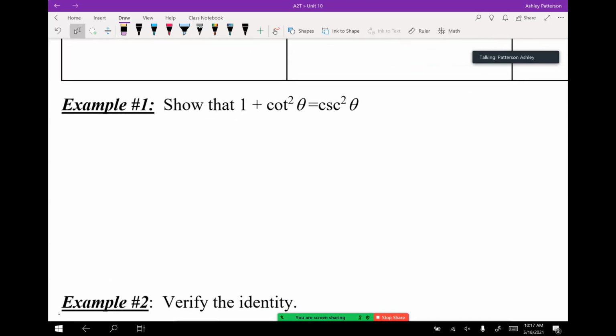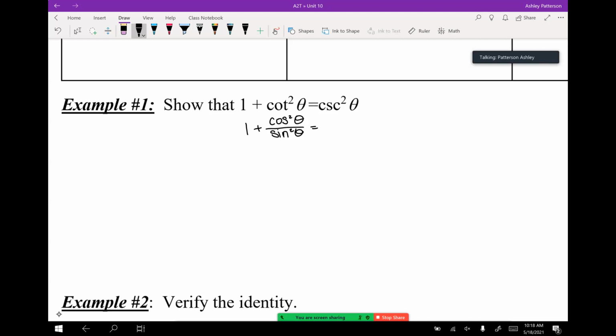We get to pick a side and try to make it look like the other side. I have a binomial that equals a monomial. I'm going to choose to start with the left-hand side because I have more to work with. And it's going to be a little bit easier to combine 2 terms into 1 rather than split 1 term into 2. Okay? So let's rewrite. I'm going to rewrite cotangent into its form of cosine squared theta over sine squared theta.